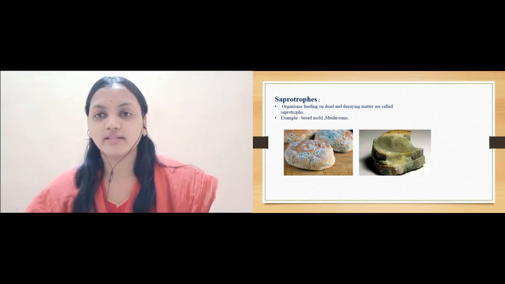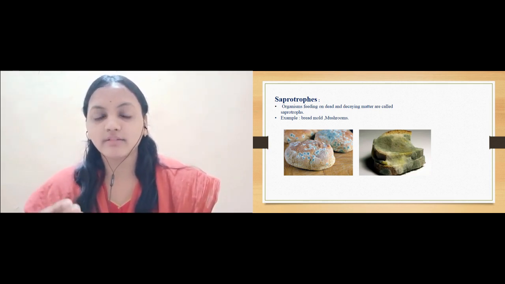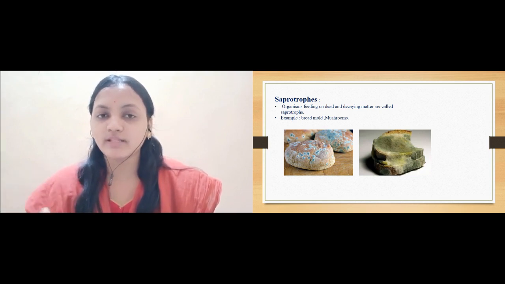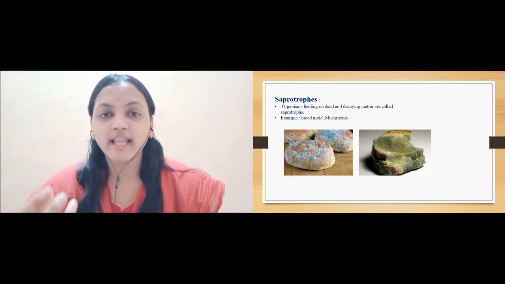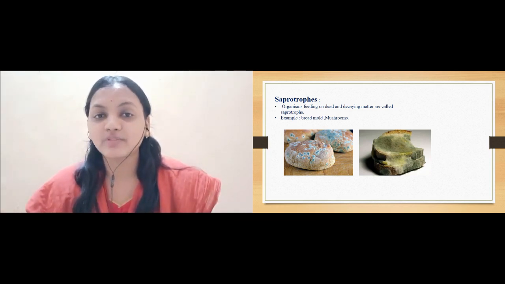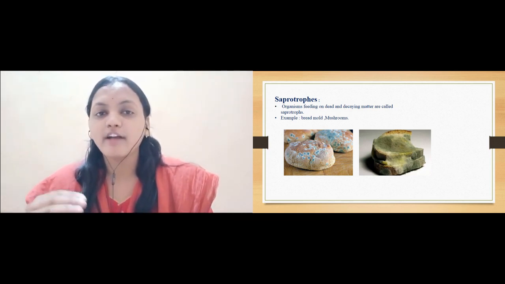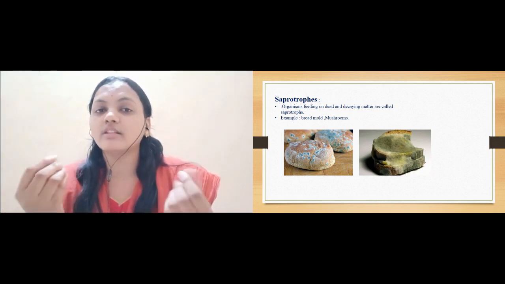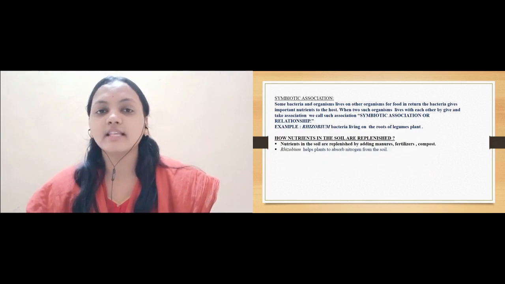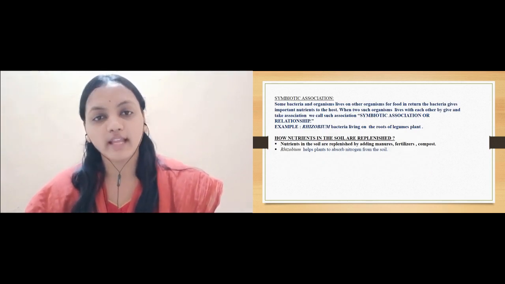After some time, when the material is eaten up by the mushroom or the molds growing on the bread, you must have observed that the bread has been converted into a slimy substance. So what is that substance? That is the end product. After eating up the whole of the bread, these organisms leave it slimy in appearance. So we call such organisms saprotrophic organisms.